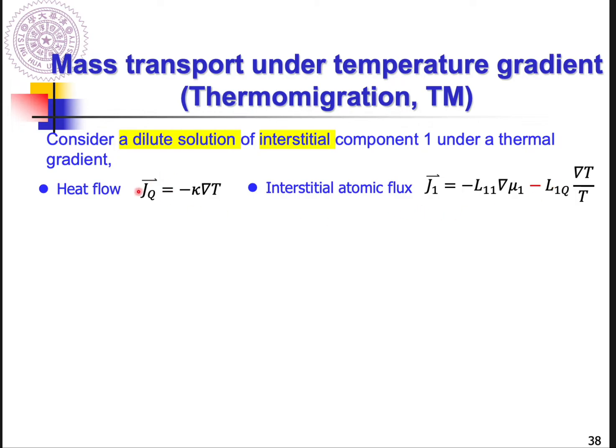Here, actually, we are not interested in the heat flow, because we are more interested in the mass transport under temperature gradient. So we want to know what the J1, the atomic flux of these interstitial atoms, is. So let's take a look here. These two terms are a chemical potential gradient and a temperature gradient. However, the chemical potential gradient, in the previous slide, you know, chemical potential gradient will be affected by what?